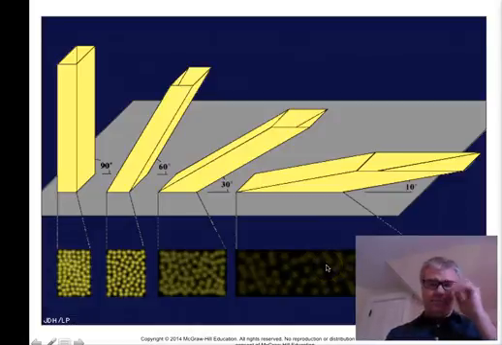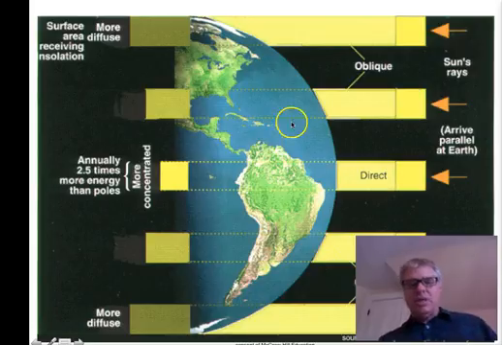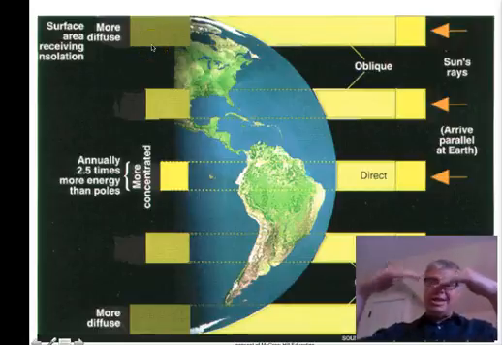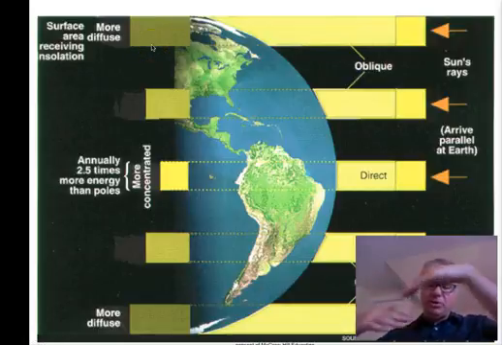All right. So because of this, it means that the tropics here are getting about 2.5 times more energy than the poles, just because of the way in which the sunlight is hitting those angles of the Earth, of the spherical Earth.